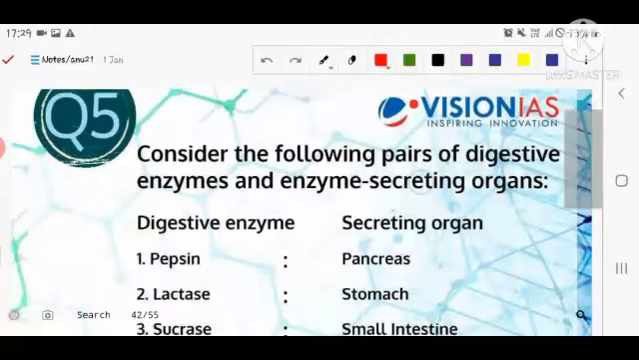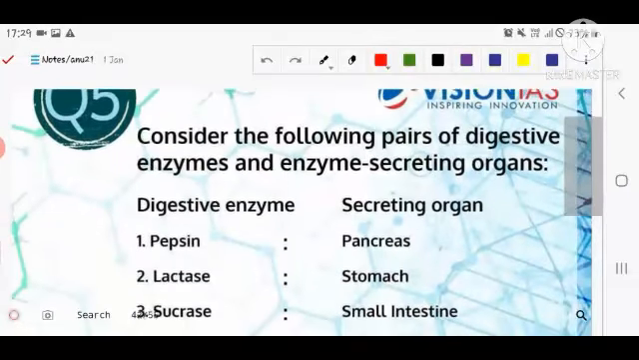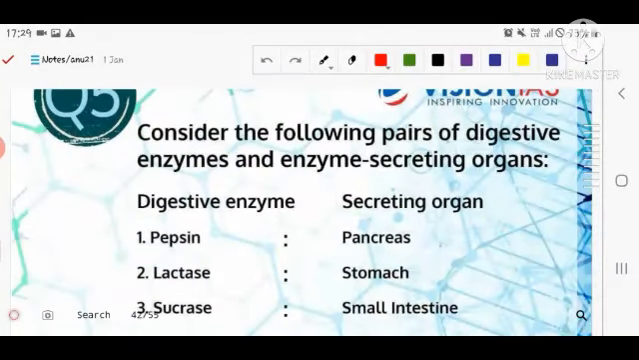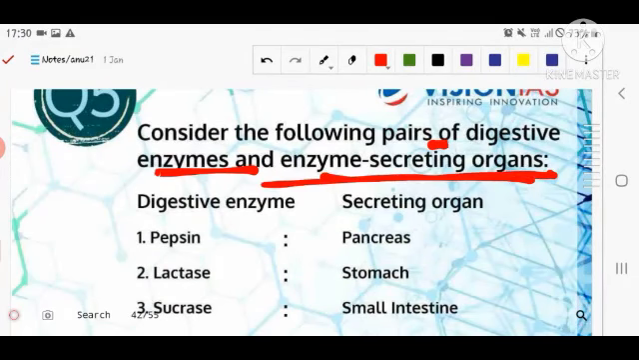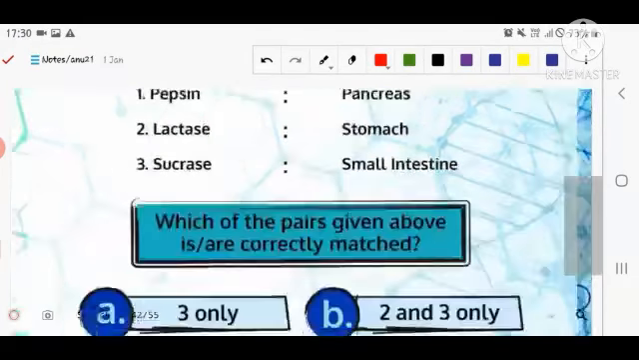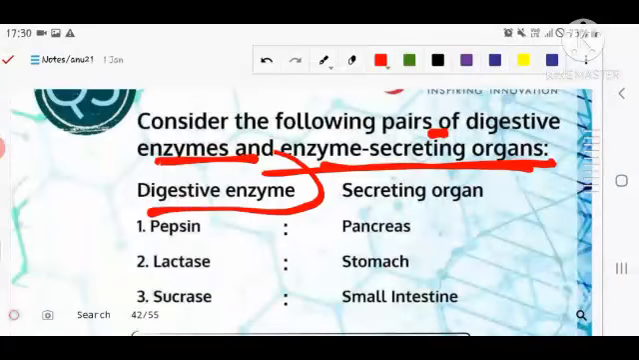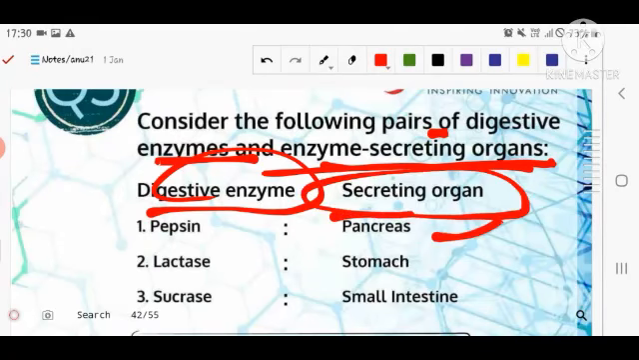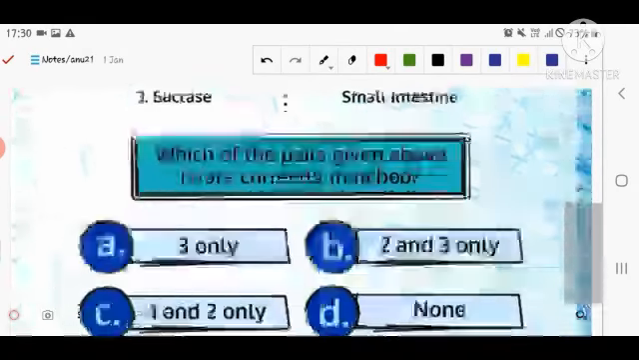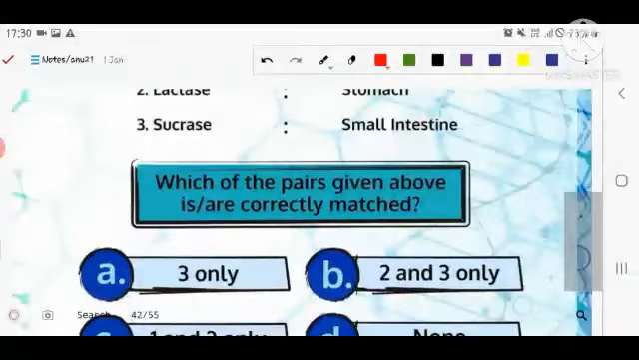The next question is related to science and environment, whatever you say, because we are also part of the environment itself. Consider the following pairs of digestive enzyme and enzyme-secreting organ that are found in our body. Digestive enzymes are pepsin, lactase, sucrase. Secreting organs are pancreas, stomach and small intestine. So you have to choose the correct option from there.